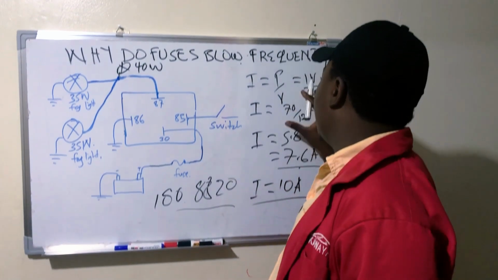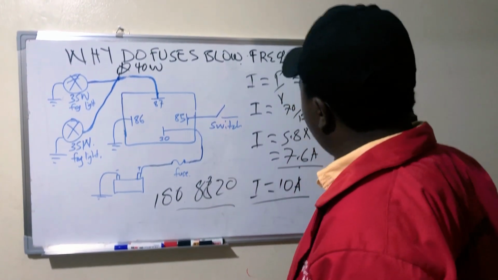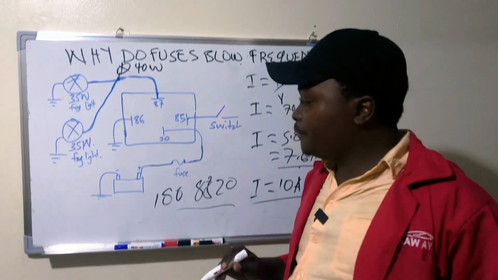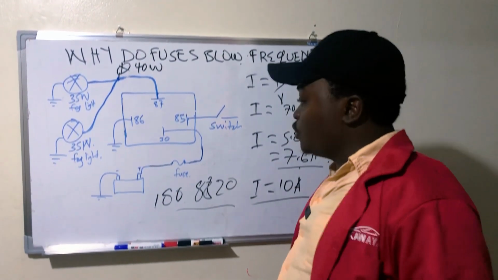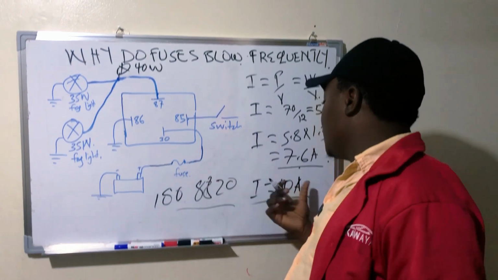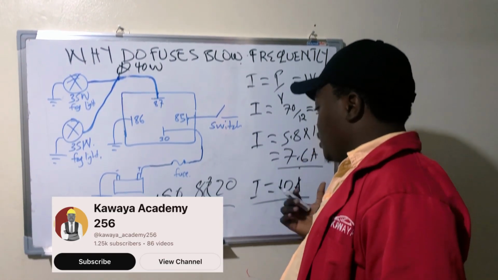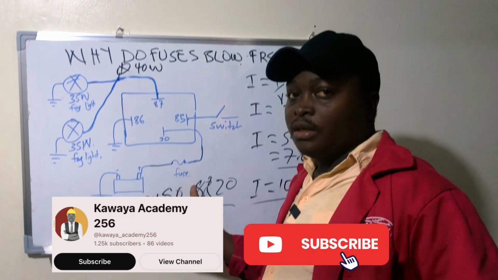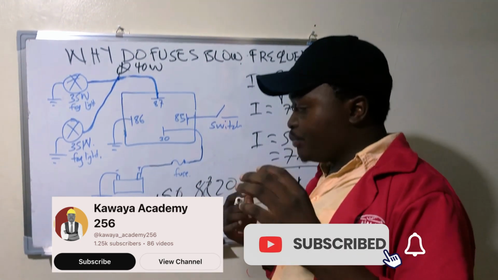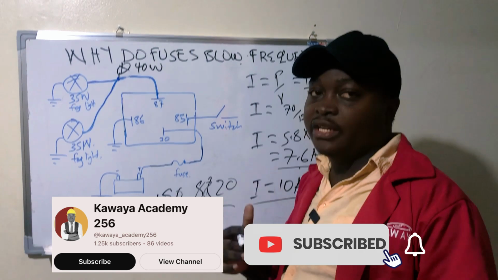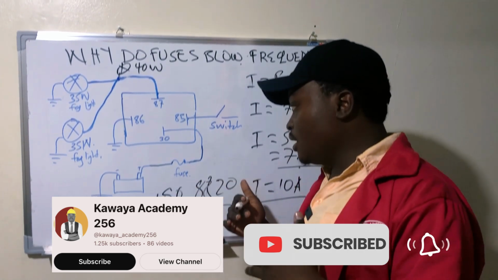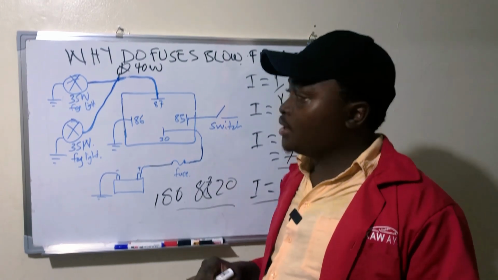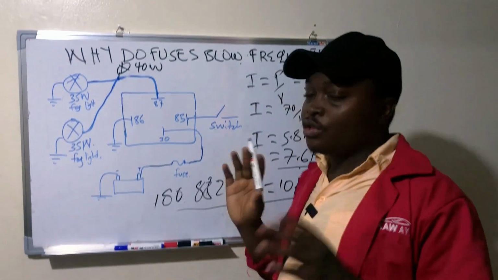And from our formula here, if you increase the power on this 12 volts car, you are going to increase the current output. So meaning that you are going to get a value that is higher than 7.6 or higher than 10, and it will essentially blow the fuse, because when a current which has a higher value passes through a fuse with a lower value, the fuse will essentially blow to protect the circuit. So that is why fuses usually blow.